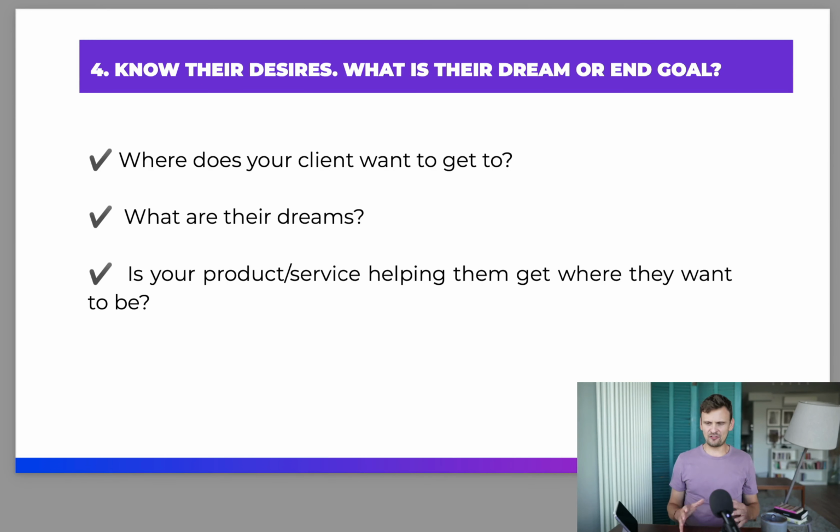So the 4th element is to know their desires. What is their dream or end goal? So we've defined and identified who the client is and what problems they're having, and that's good enough. But now, where does our client want to get to? What are their dreams? Is my product or service actually helping them to get where they want to be? This is very important to show, to understand, and to include in your copy.